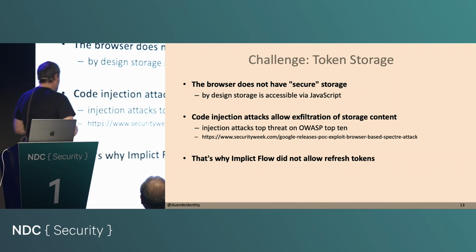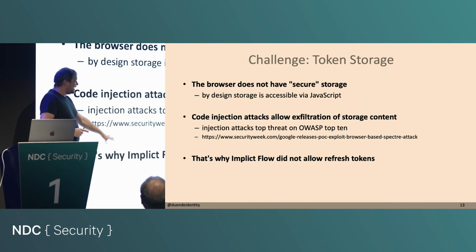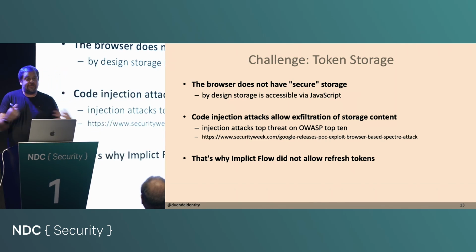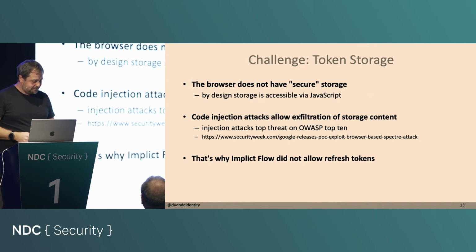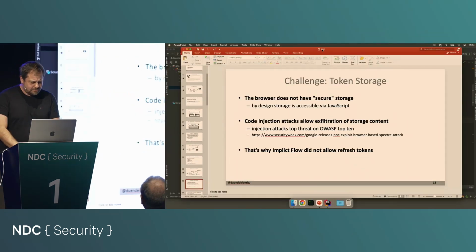That's why back then in the implicit flow, they thought this was going to be a problem, and that's why they did not allow refresh tokens in the first place. Because if you leak an access token, that's bad. If you leak a refresh token, that's even worse, because that allows the attacker to get new access tokens. So let me show you that.